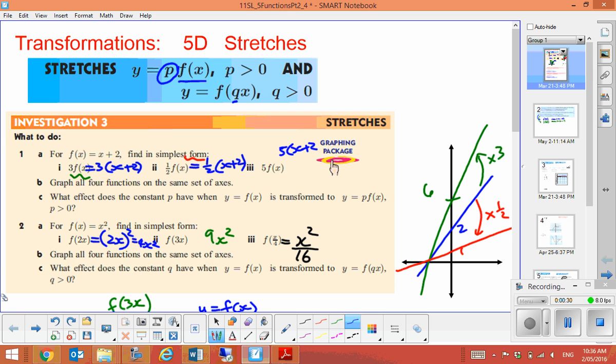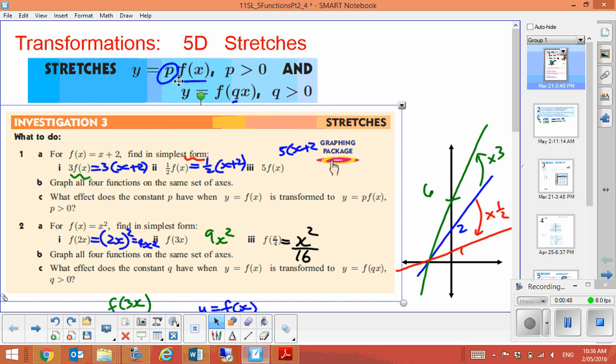We're talking about P being greater than 0, Q greater than 0. But we'll also look at that later with the flips, where P could be positive or negative when we're doing a flip. Anyway, we haven't worked through this investigation, but if we have a quick look at it, what we've done is got an x plus 2 function, our linear equation, and we're doing 3 times that function. That means 3 times x plus 2.